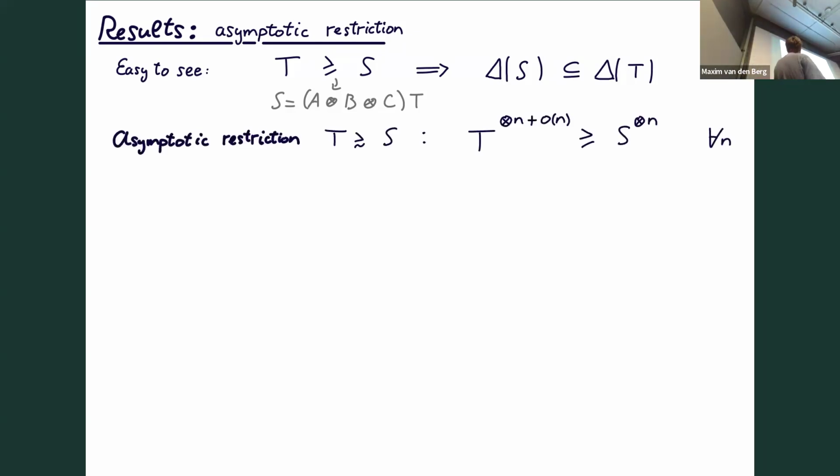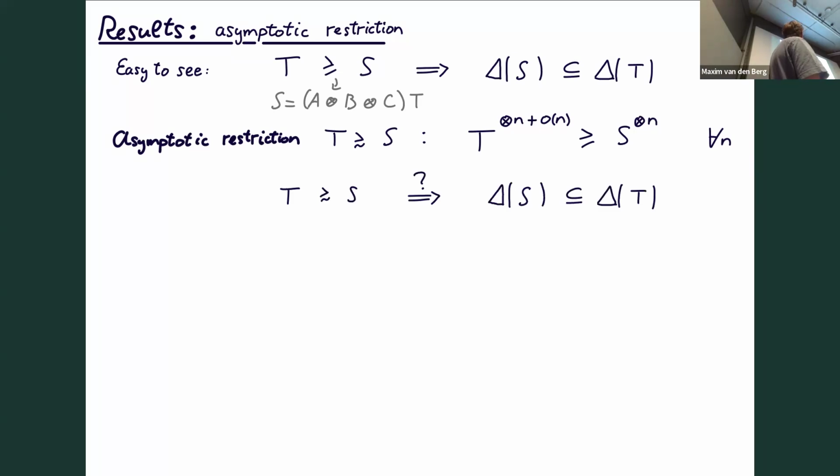Then I want to define something called asymptotic restriction. I define it with this tilde here. What does this mean? It means that I might not be able to go from T to S immediately, but if I have many copies of it, taking tensor powers, then I can go to S, and here I allow some slack. This is little o of n, so as n goes to infinity this becomes arbitrarily small, and then I'm really going from T to S asymptotically. This is called asymptotic restriction.